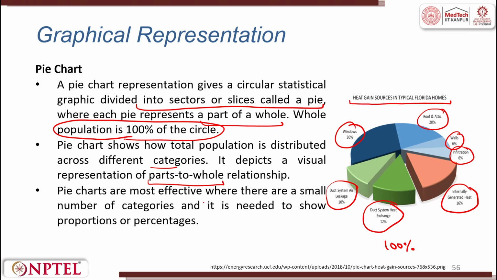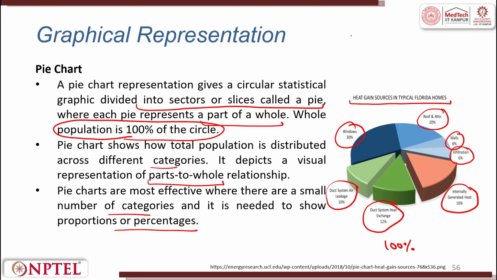Pie charts are most effective when there are a small number of categories and it is needed to show proportions or percentages. When I say small number of categories, it is not suggested to have a pie chart when we have 100 distributions, for example, for each percentile or each person. Generally, a pie chart is drawn when we have from 3 to a maximum of 9 divisions. For example, 2 would be only a semicircle. If it is 3, there could be differences between the angles. So, that is between 3 to 9 parts or divisions.